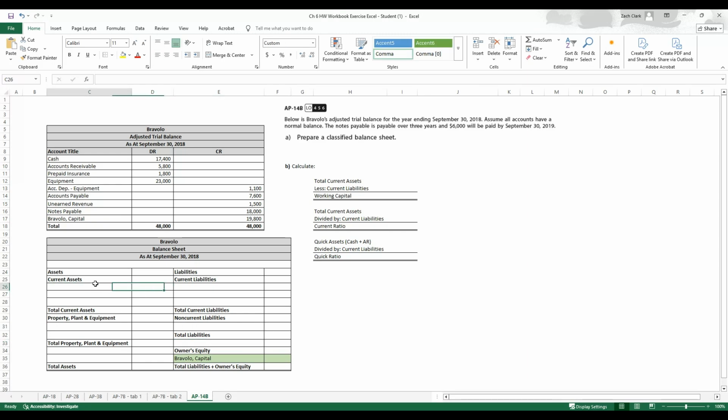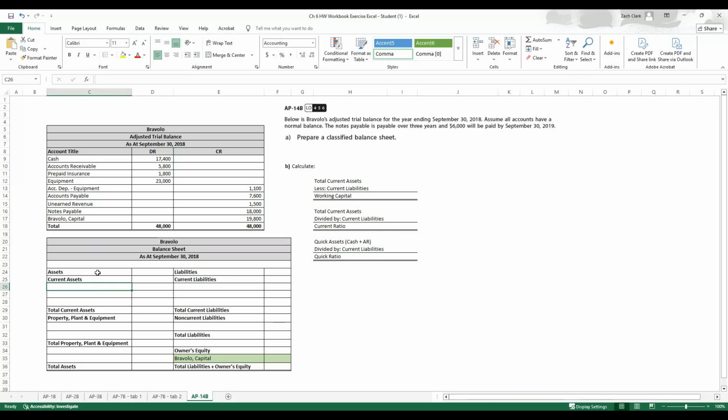Okay, so when we're talking about a classified balance sheet, as we are in this problem, remember it's still the same thing as the balance sheet. We're still going to have assets, liabilities, and equity, but we're going to further divide all of these things into current and non-current categories, essentially.